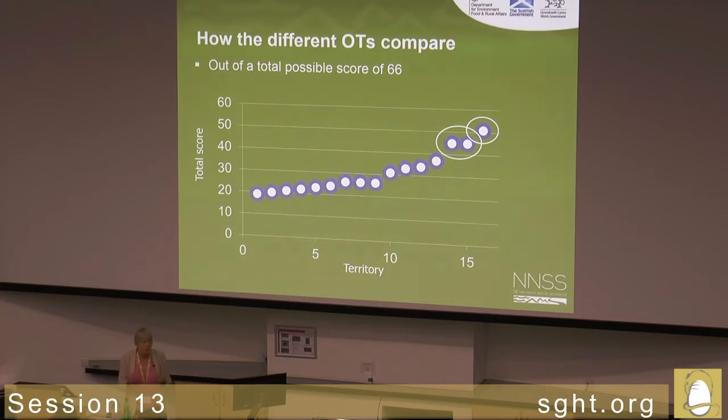Now, it's kind of logical that the sub-Antarctic territories would do very well because they're relatively simple in terms of ecosystem. They are not permanently inhabited. There is quite a lot of research effort that goes into them. There is a winter shutdown that makes things a lot easier. So you would expect them to be able to score quite highly on biosecurity. So that isn't a surprise.